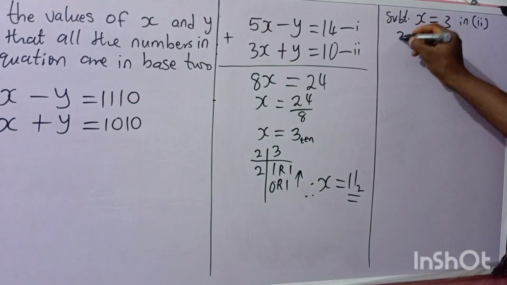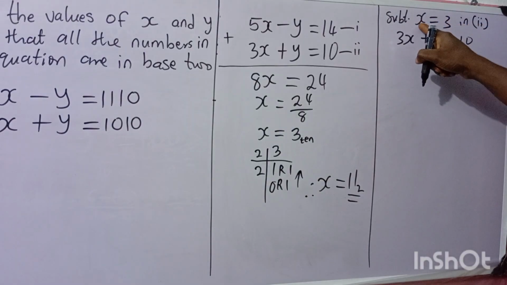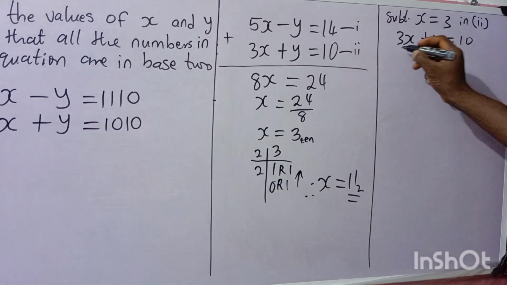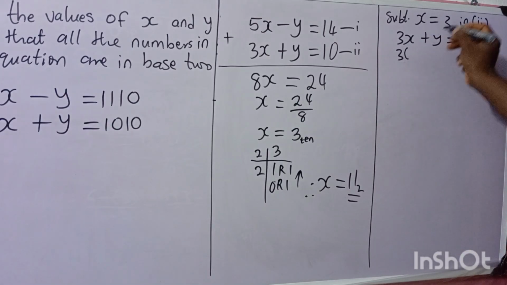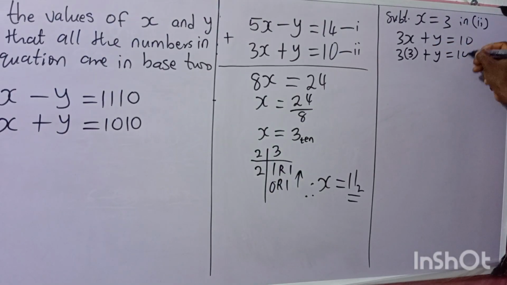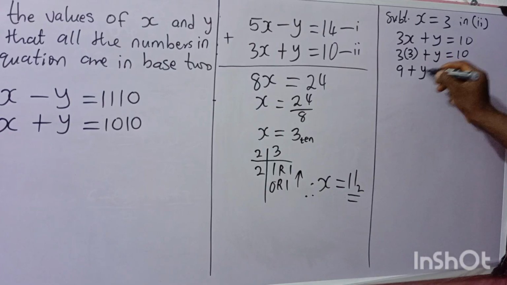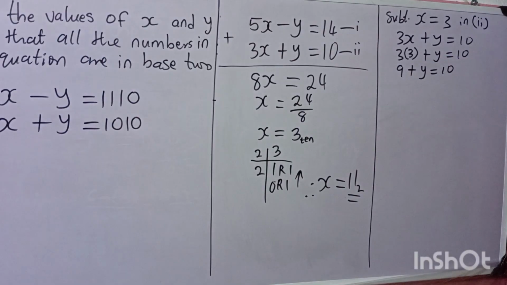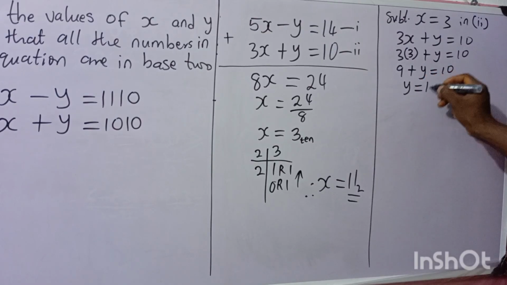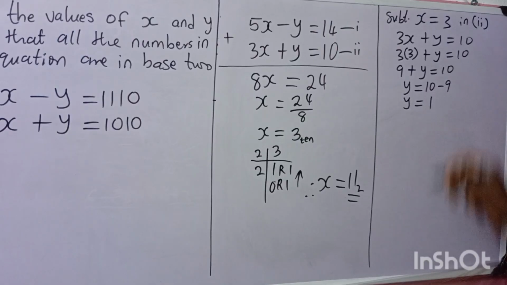Substituting the value of x, which is 3, in equation 2. Here is equation 2, 3x plus y equal to 10. That means any place we see x, we insert what there? 3. So here we have 3. In place of x, we insert 3 plus y is equal to 10. So 3 multiplied by 3 will give us 9 plus y is equal to 10. Then collecting like terms, we have y is equal to 10 minus 9. Y is equal to 1.